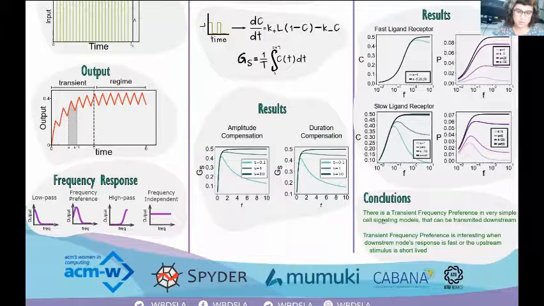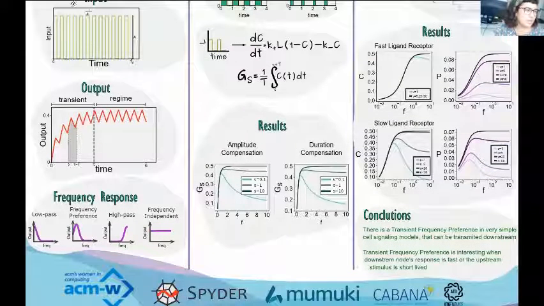As conclusions, we found that there is a transient frequency preference in very simple cell signaling models that can be transmitted downstream, as we analyzed before. We think that this phenomenon could be important and interesting when the downstream node's response is fast or the upstream stimulus is short-lived. That is, if a downstream node is fast, it's going to read this response and not this response. So it is important to know the transient frequency preference, and also if the stimulus is short-lived, that is, here the stimulus dies, the important response will be the transient frequency preference.